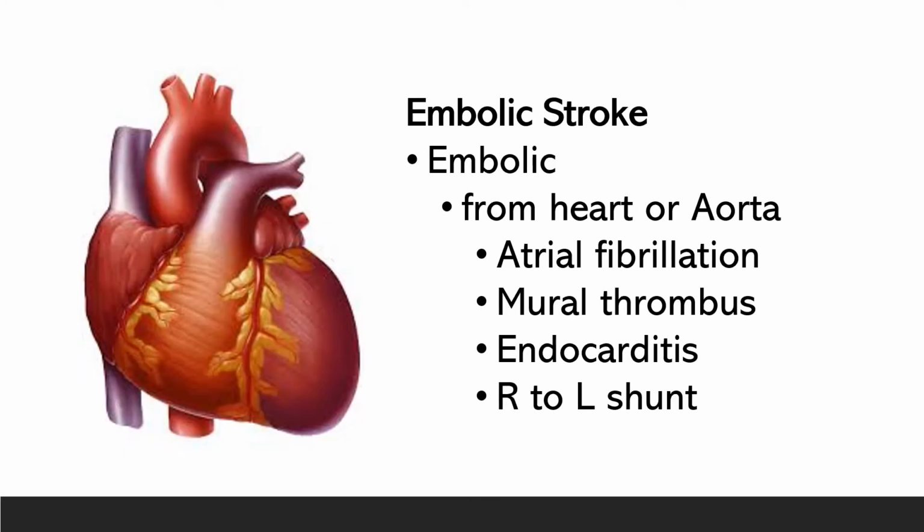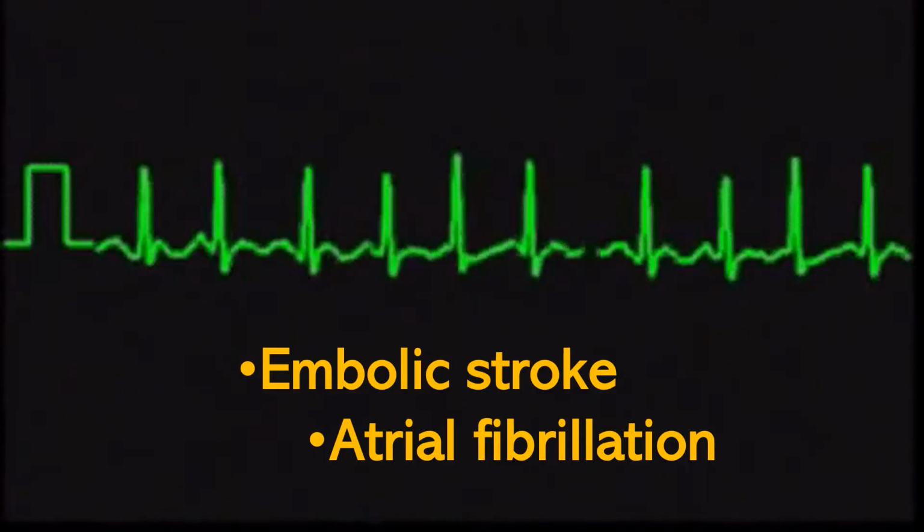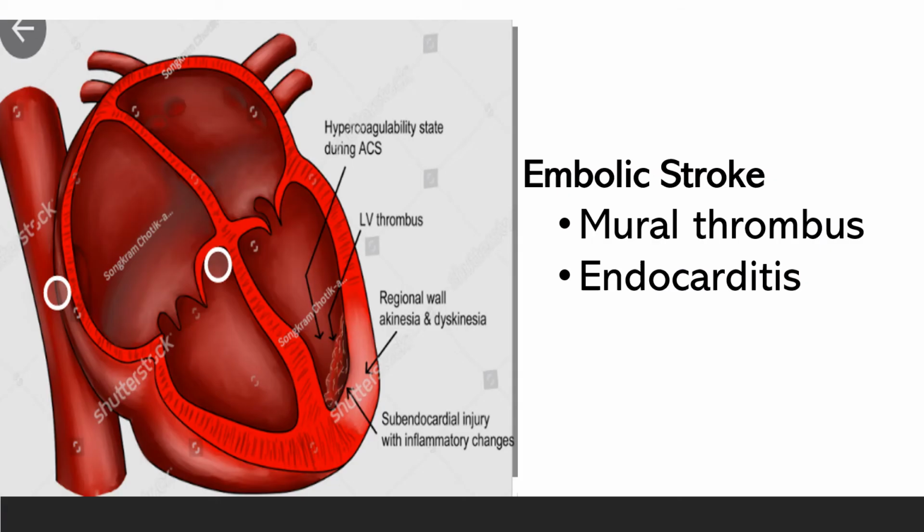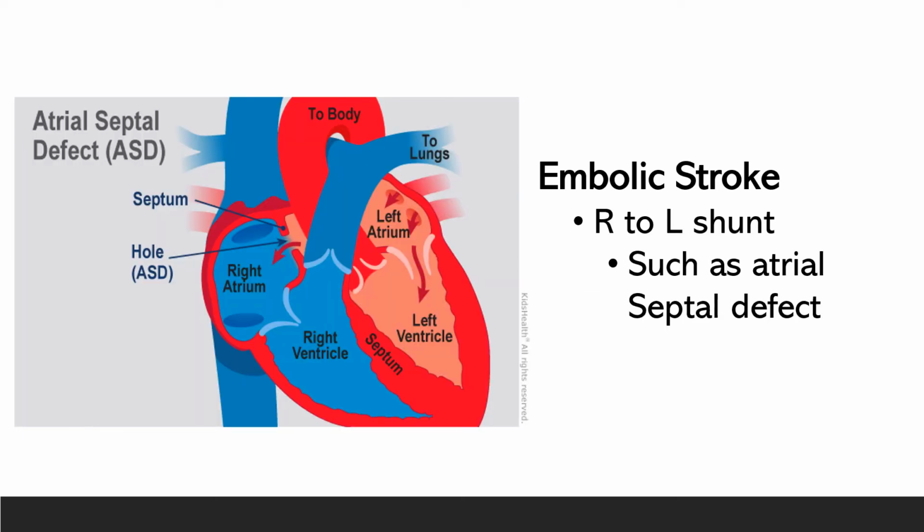The next type is embolic stroke. Embolic stroke is usually from the heart or from the aorta. It can be caused by atrial fibrillation, mural thrombus, endocarditis, and right to left shunt. Embolic stroke can be caused by atrial fibrillation. Embolic stroke can also be caused by mural thrombus, endocarditis. Embolic stroke can also be caused by a right to left shunt, such as an atrial septal defect.